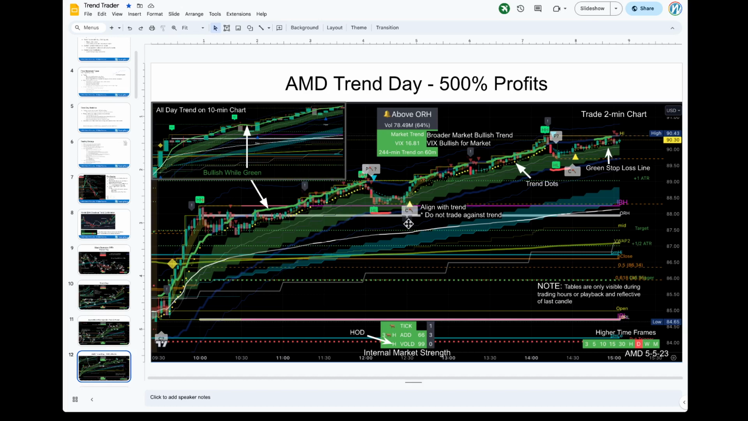But if you look at the rest of the market, if you look at the market internals here, you can see it's super bullish. There are so many things here that tell you this is a strong trend. There's no reason to play puts. So what you do is you align with the trend, you get in. Okay, this is a good spot, and I explained why.